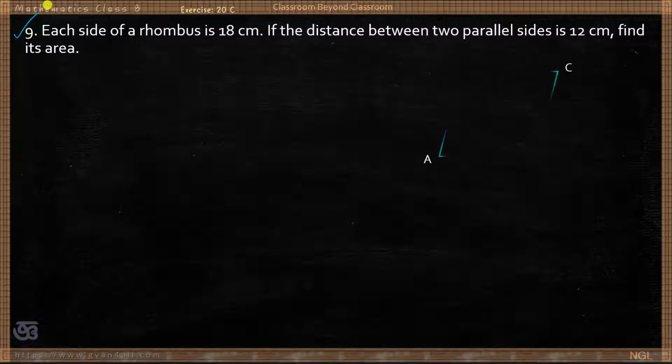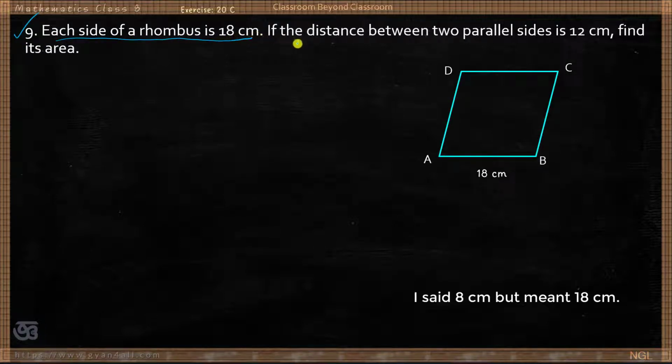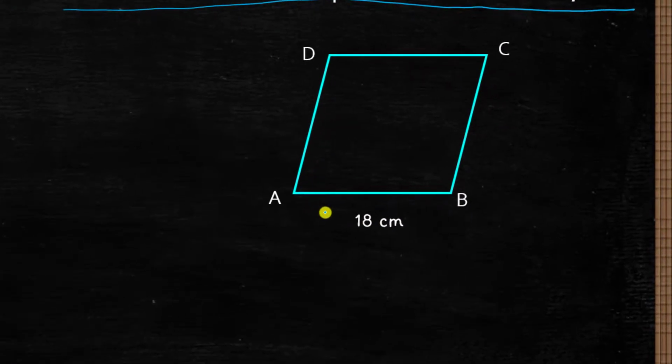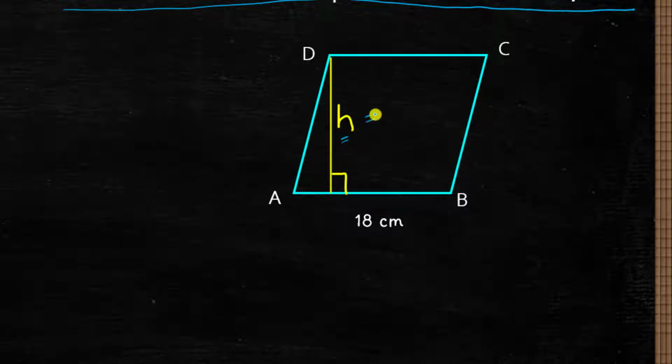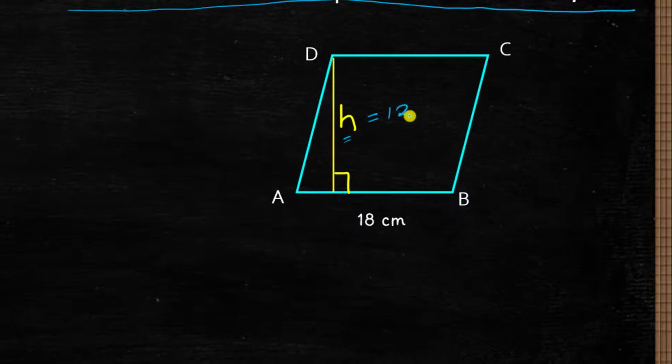Question number 9. Each side of a rhombus is 8 centimeter. If the distance between two parallel sides is 12 centimeter, find its area. Suppose AB is equal to 8 centimeter and the distance between AB and DC, two parallel sides, is given. H is equal to 12 centimeter.